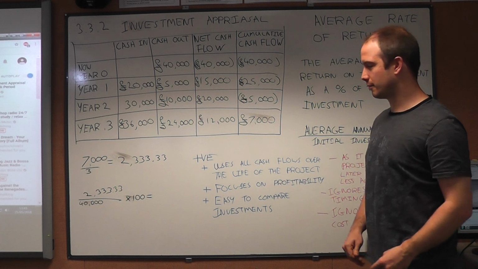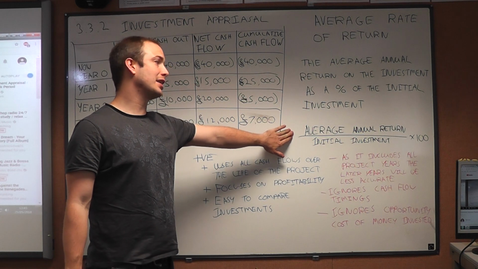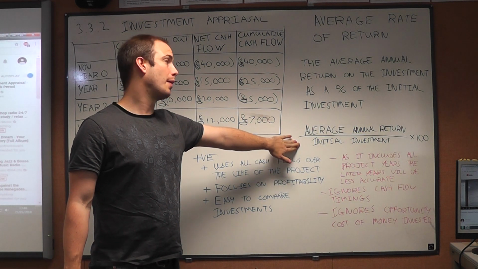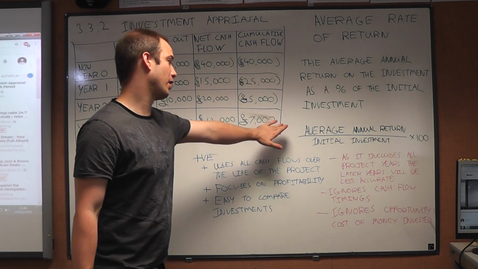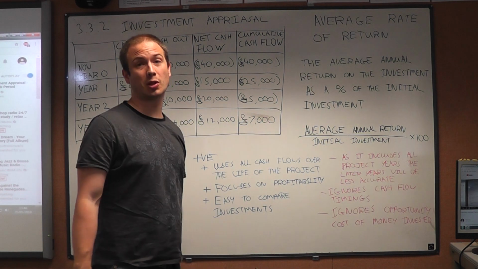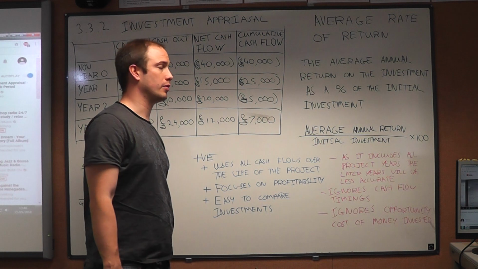In order to calculate the average rate of return, we need the average annual return and the cost of the initial investment. We divide the average annual return by the cost of the initial investment, and multiply by 100. As an example, we're going to do it with this one.